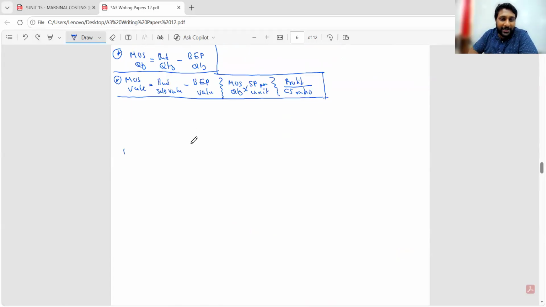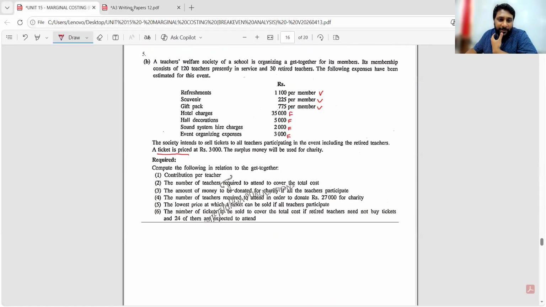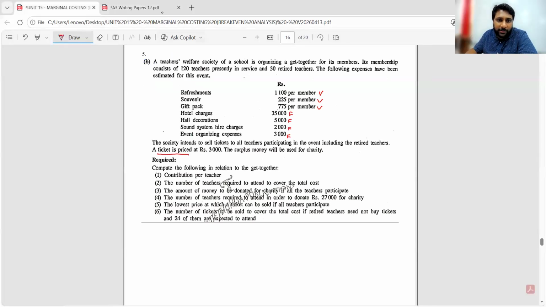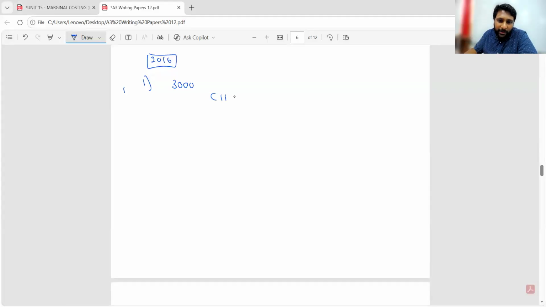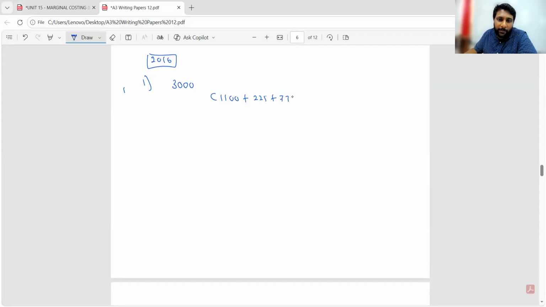So 2016, number one. Selling price is 3,000. Let's get the variable cost, people. 1,100 plus 225 plus 775. Show these workings. Always show the workings.